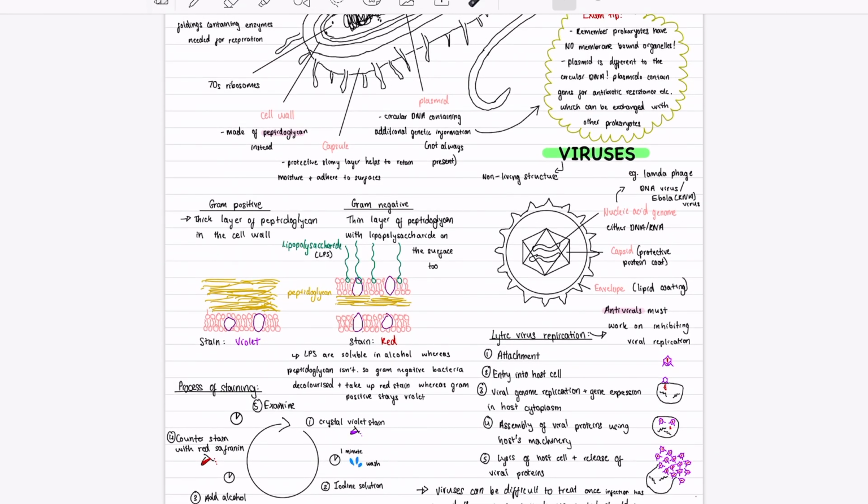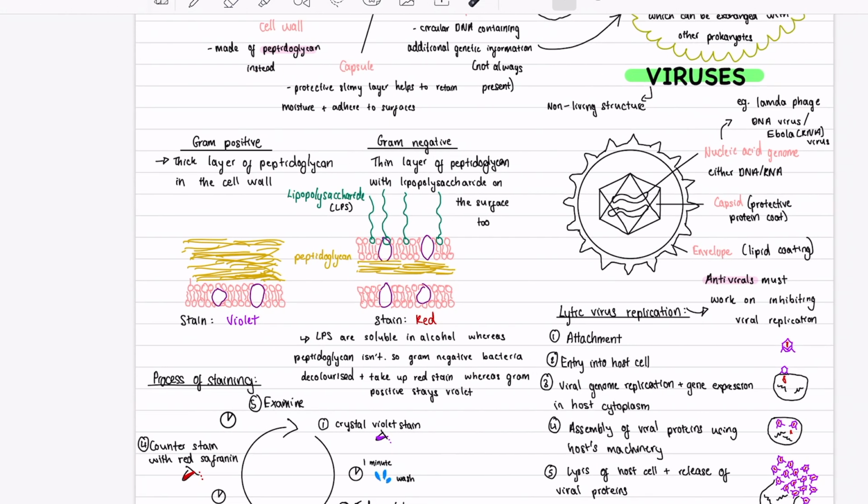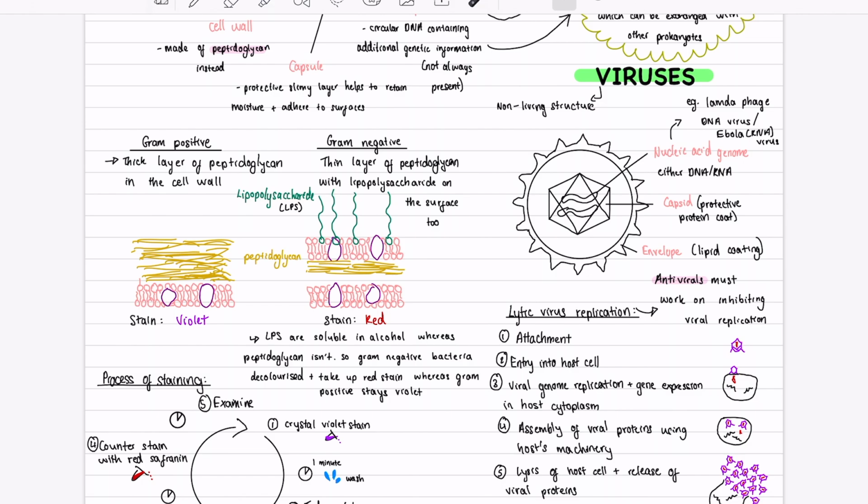There are two types of bacteria, gram-positive, which likes to float around outside, and gram-negative, which likes dark places inside. Gram-positive bacteria contain a thick layer of peptidoglycan on their cell wall. In gram-negative bacteria, they contain a thin layer of peptidoglycan with lipopolysaccharides on their surface too.